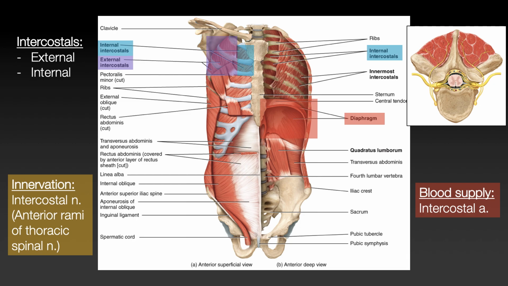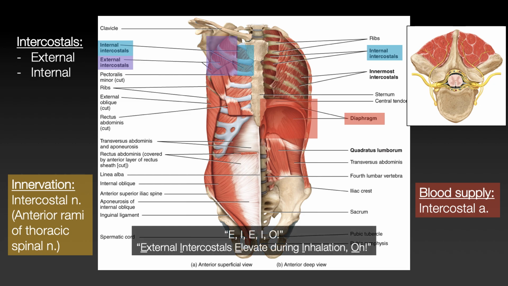External intercostals elevate. And we're going to see that elevation of the ribs opens the thoracic cage and allows air to move in. External intercostals elevate during inhalation. E-I-E-I-O. Cheesy, but you'll remember it. External intercostals elevate during inhalation.